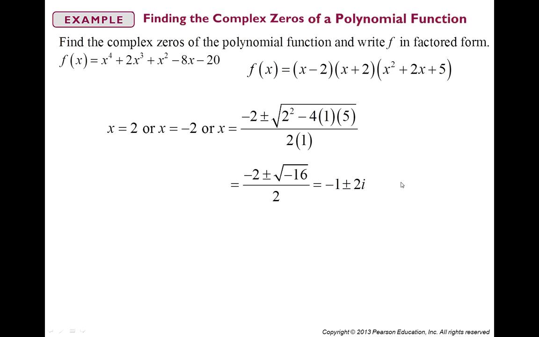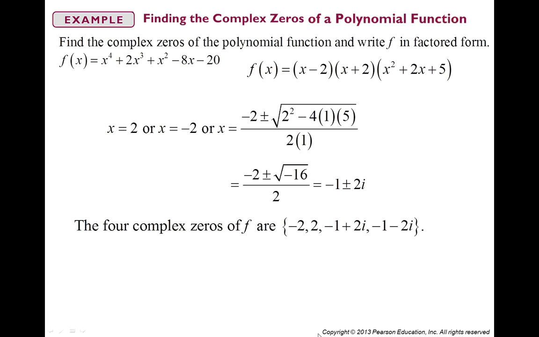So let's put that all together. The complex roots are negative 2, 2, negative 1 plus 2i, and negative 1 minus 2i. I know these look like real numbers, but real numbers can be complex as well, because it's like negative 2 plus 0i. So it says 4 complex zeros, and these real number solutions get to be zeros as well.